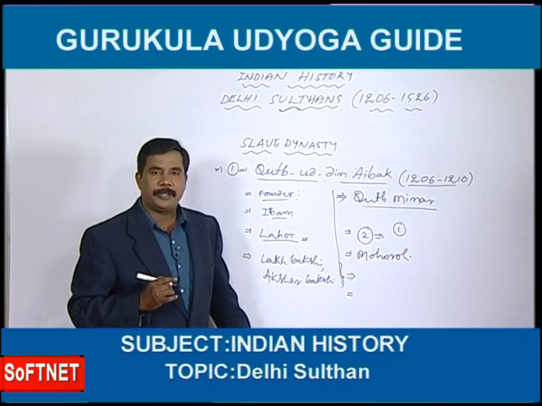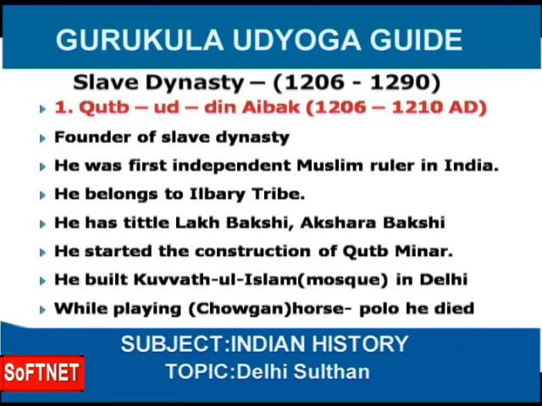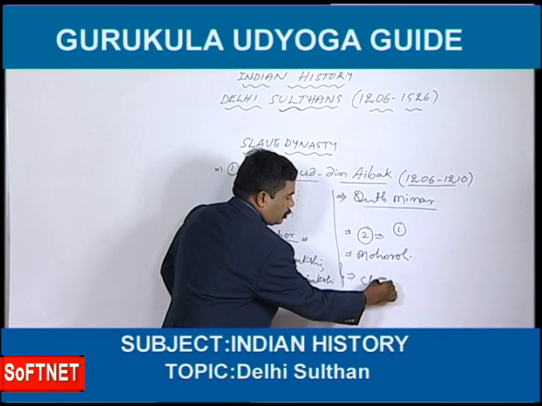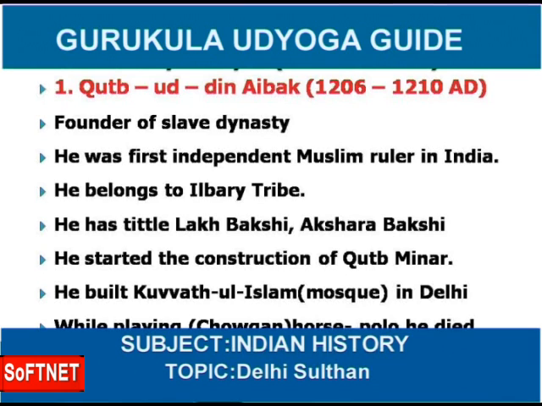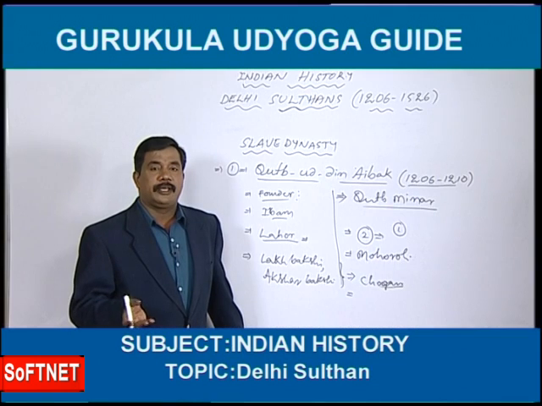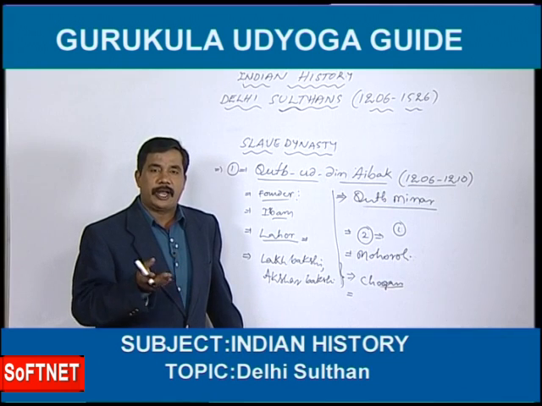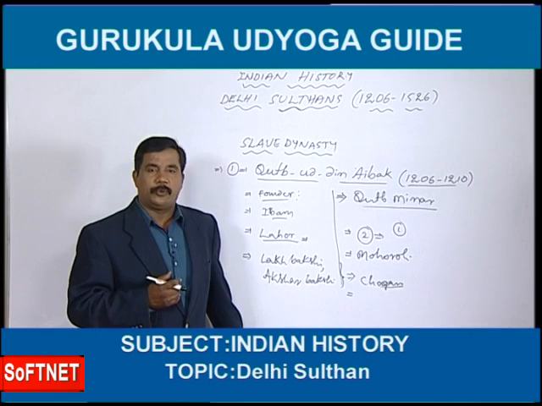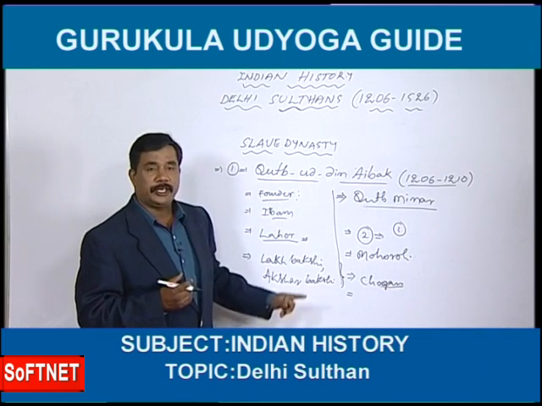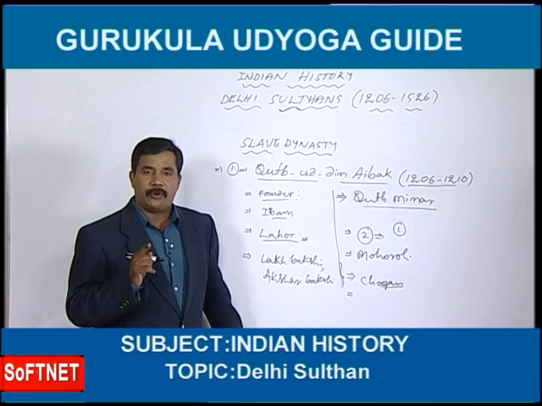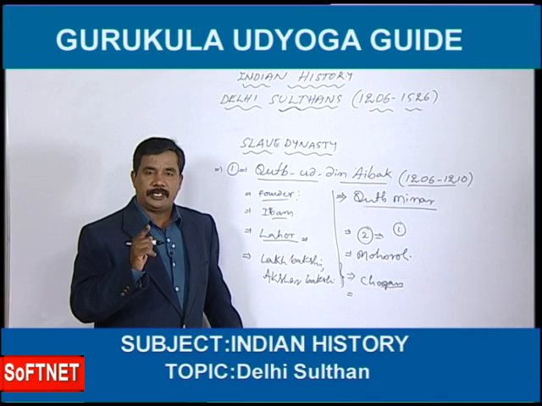So unfortunately, Qutbuddin Aibak, while playing the Shogun game, that is called polo, slipped from the horse. That's why Qutbuddin Aibak died because of playing the polo game. So that's the Qutbuddin Aibak information. But you see, Qutbuddin Aibak is the founder of the Islamic dynasty in India.